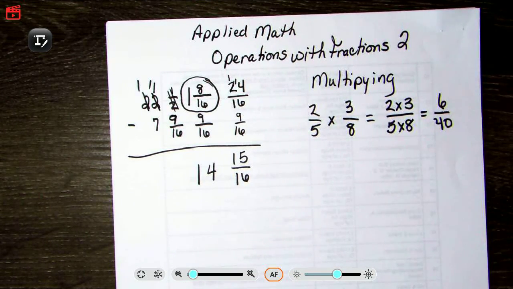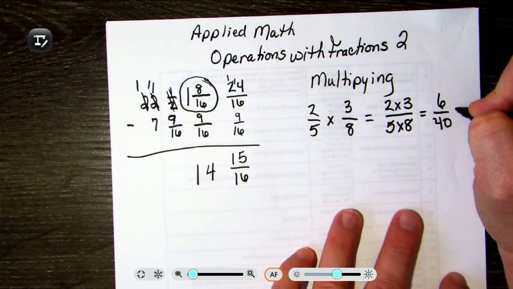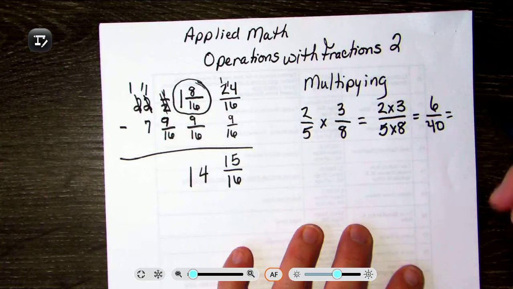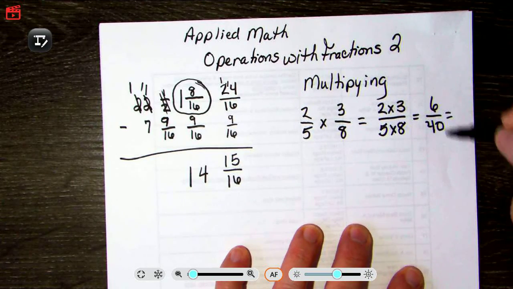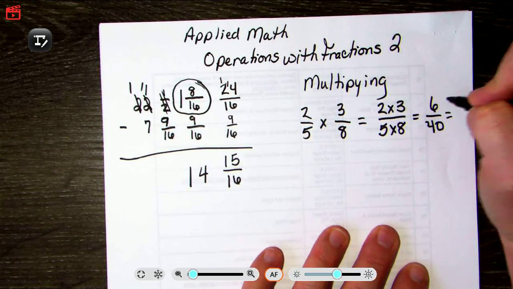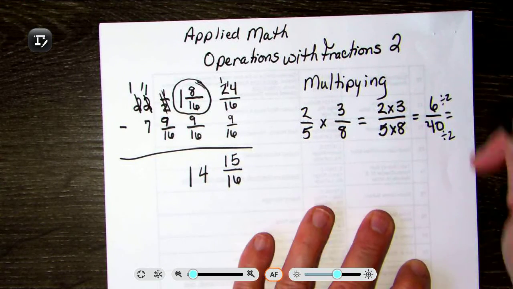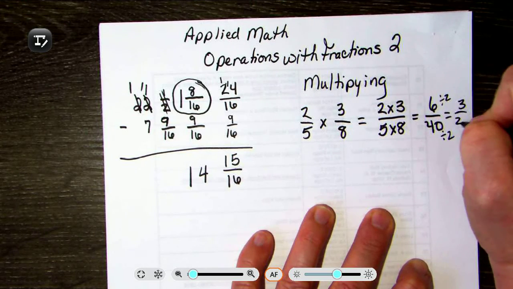Why couldn't all the operations be this way? They're not. Remember, adding and subtracting, we need to get common denominators, then we add the numerators and leave the denominator alone, or subtract the numerators and leave the bottoms alone. Multiplying, straight across top, straight across bottom, and then we can reduce, if at all possible. We should always be checking, can we reduce our answers? I notice both of these numbers are even, so I'm going to divide both top and bottom by the 2 and turn this into 3 over 20.